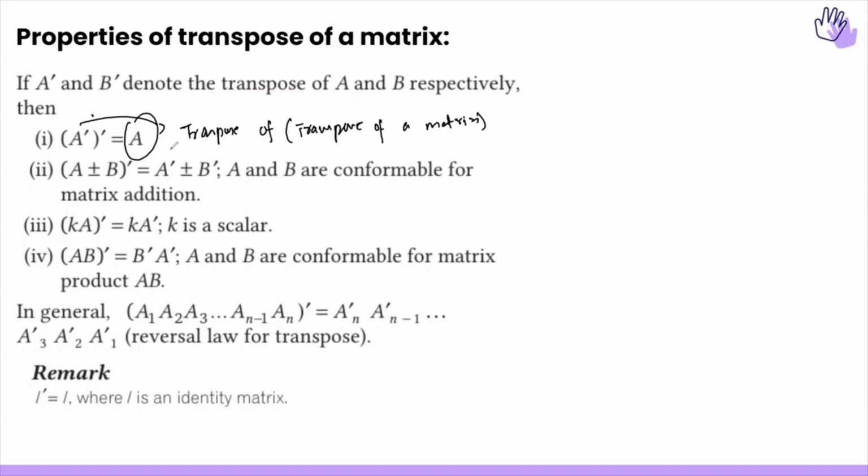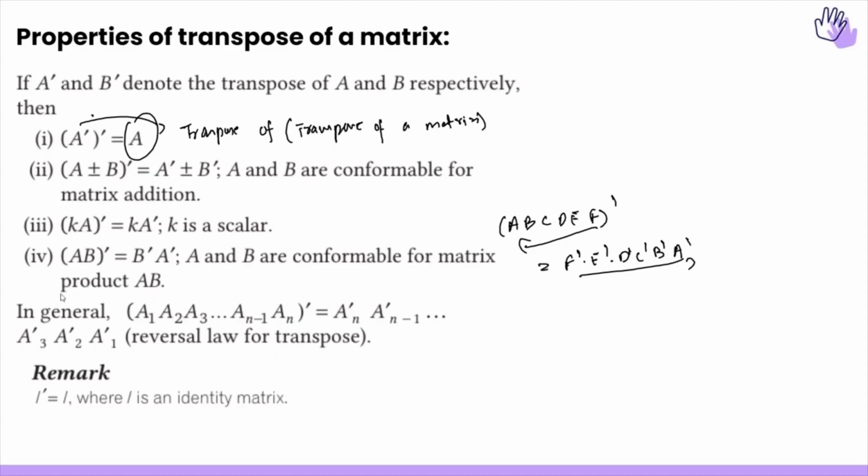Coming to the fourth point, (AB) whole transpose is basically B transpose times A transpose. So if you multiply two matrices and then take the transpose, this is equal to first taking the transpose of the second matrix and then multiplying with the transpose of the first matrix. Even if it's a long product, (ABCDEF) whole transpose is basically F transpose times E transpose times D transpose times C transpose times B transpose times A transpose. So you just reverse them and put a transpose on each. This is how it works.